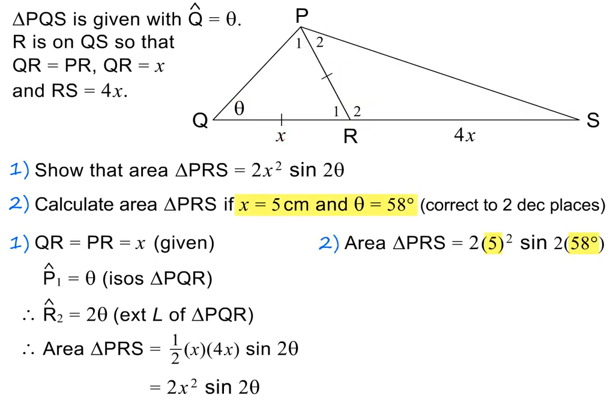To answer part 2 is easy. We substitute 5 in place of x and 58 degrees in place of theta. We then use a calculator. Please note, it is possible to answer part 2 even if you could not answer part 1. Please pause to check my answer.